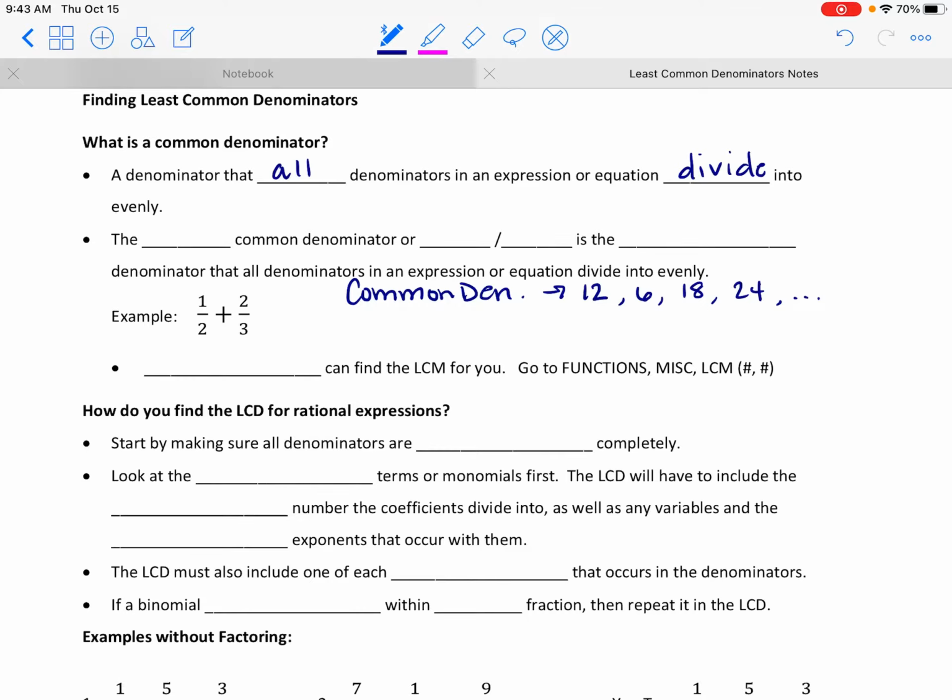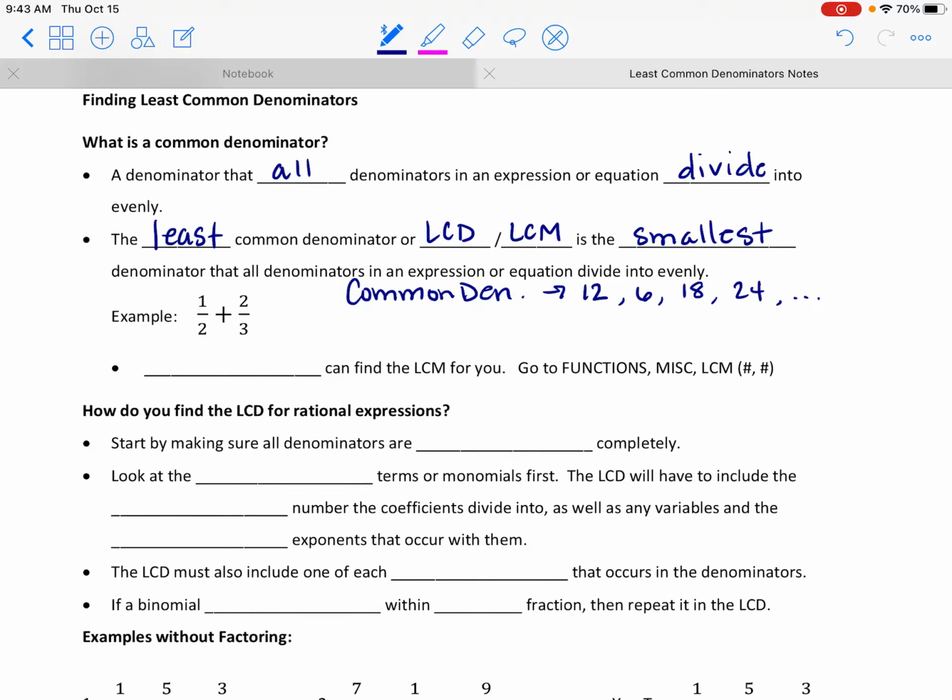Now, if you're trying to add 1/2 and 2/3, really any of those common denominators is going to be fine. But when we're dealing with rational expressions, we really want to use the least common denominator, which we'll abbreviate LCD. We can also call it the LCM, because it is also the least common multiple. It's the smallest common denominator that your denominators all divide into. We want the smallest because we want to have less reducing.